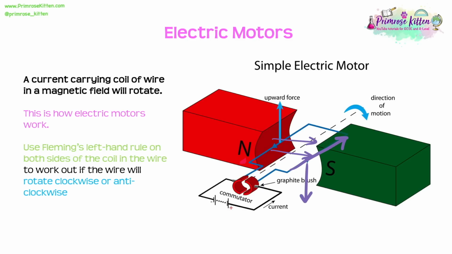So remember, your thumb is your motion or your force, first finger is your field, and your second finger is current. So in this case, I can see that as it's going up here and down here, it is moving in the clockwise direction. And that will be a common question in an exam.